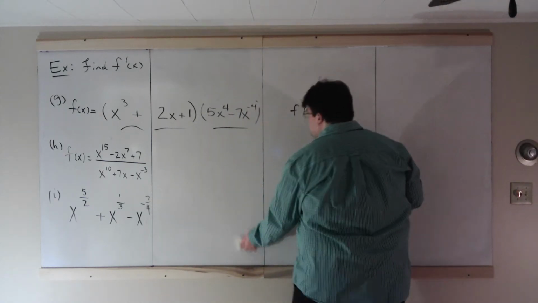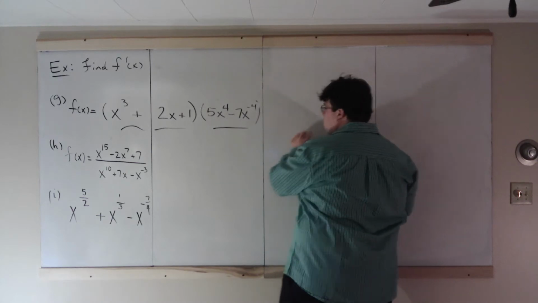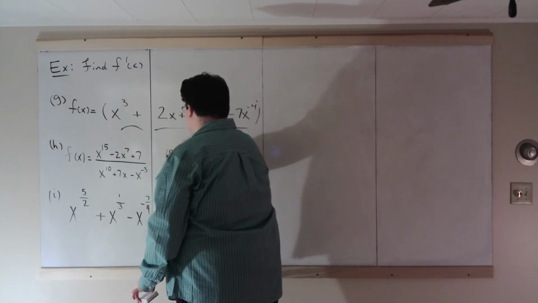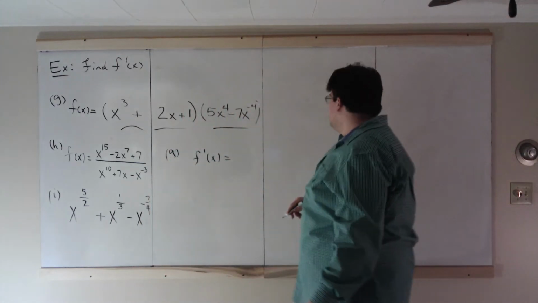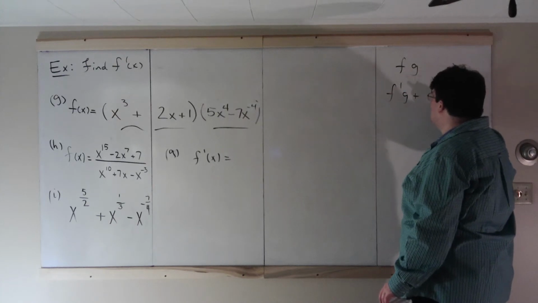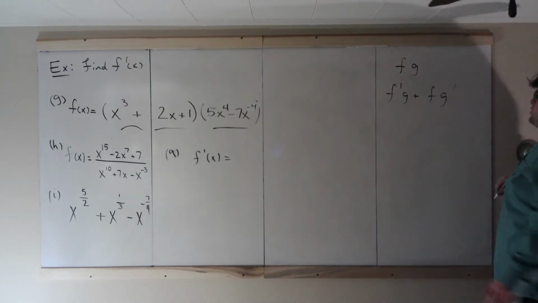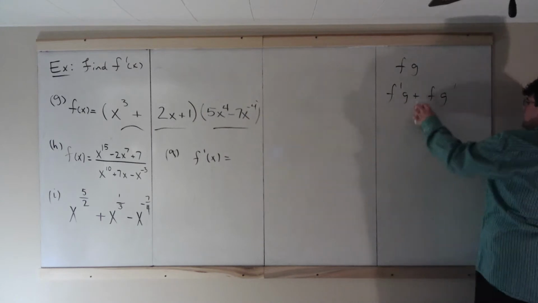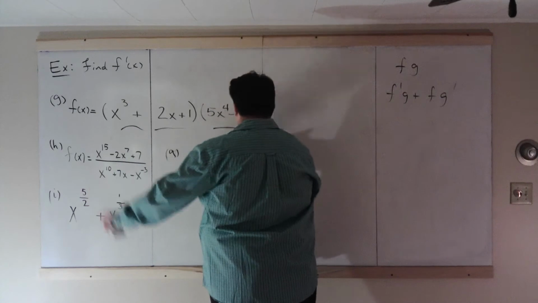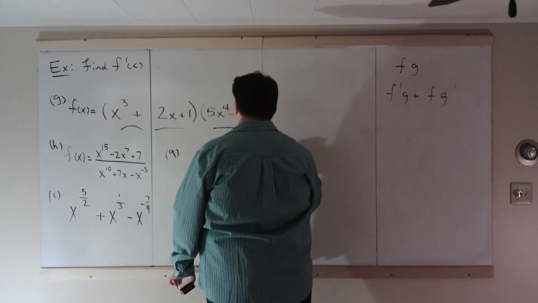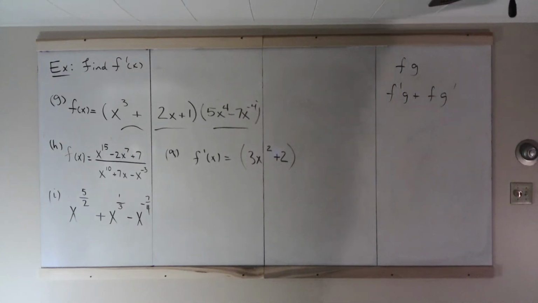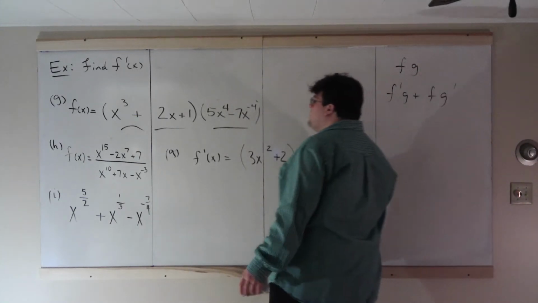Well, what does the product rule say? I'm going to write this down here. So this is part G. Well, it says the derivative of fg is f prime g plus fg prime. So the derivative of the first times the second plus the first times the derivative of the second. So we just have to follow that. So we need derivative of the first. Derivative of x cubed, 3x squared. Derivative of 2x is 2. Derivative of 1 is 0.